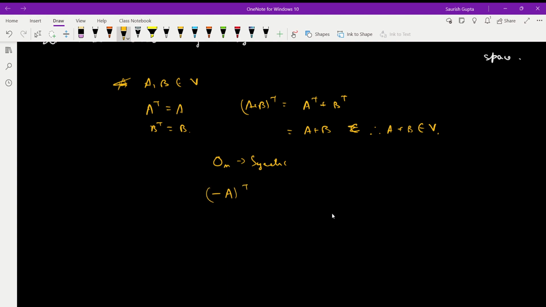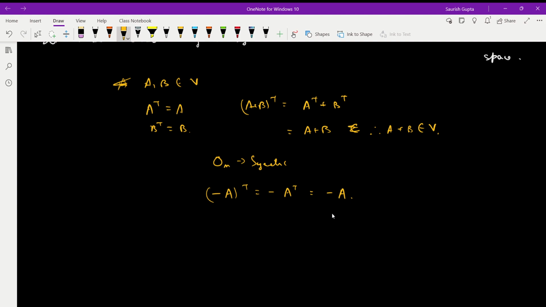And if you have minus A, that is obviously a symmetric matrix as well, if A is symmetric, because the transpose of minus A is minus A transpose. So A transpose is A, so it's minus A. Therefore, for all matrices A in V, minus A is also in V. Associativity and commutativity hold trivially for matrices, so they will also hold trivially for symmetric matrices. Hence, V is an additive abelian group.